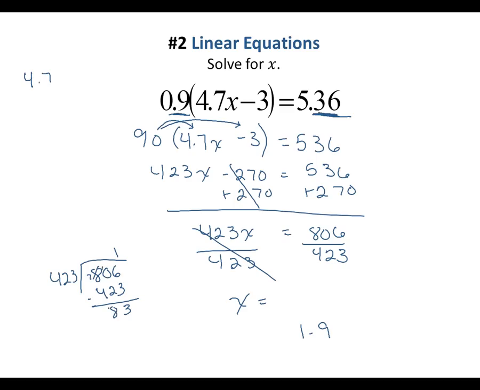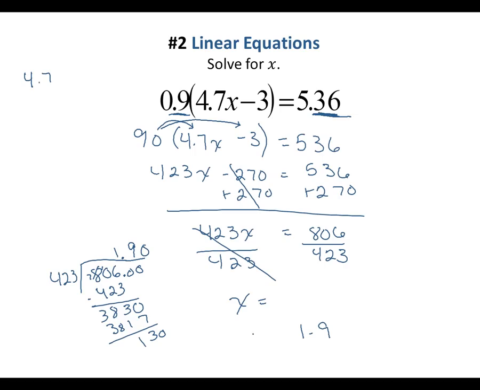Oh, come on, you guys. This only goes in one time. Oh, I wrote it wrong then. Okay. So let me erase this again. Okay, so you guys got it for me. It's 1.19. I did have it right the first time. Thank you.